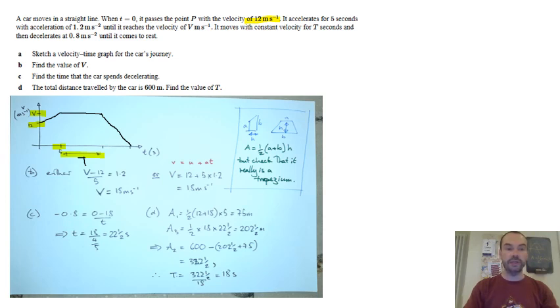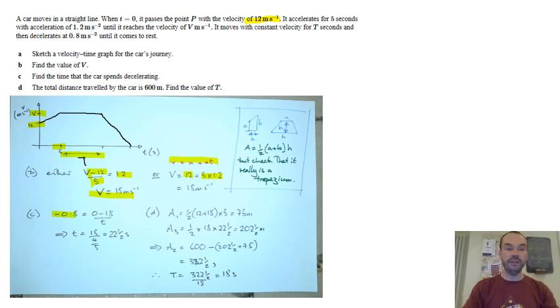Okay, find the value of V. Well, two ways of doing it. Because we know the gradient is 1.2, we know V take 12 over 5 is 1.2. That gives us capital V is 50 meters a second. Or we could say that V, capital V, is 12 plus 5 times 1.2 because v equals u plus at. But of course, those two things are simply rearrangements of each other. They're identical ideas. Nothing contradictory about those.